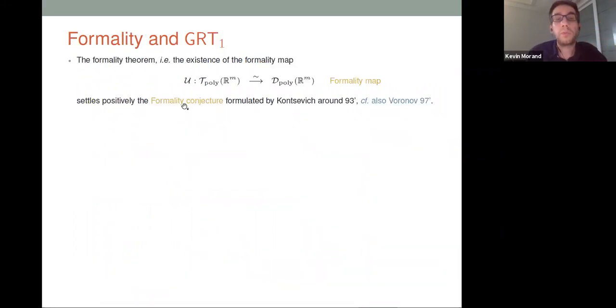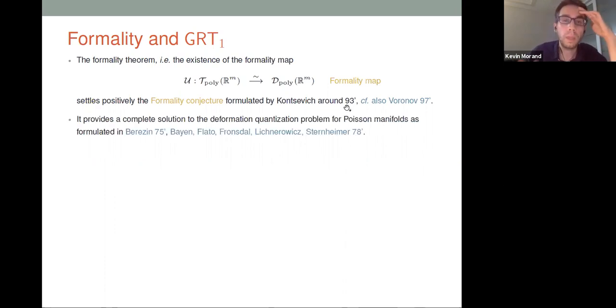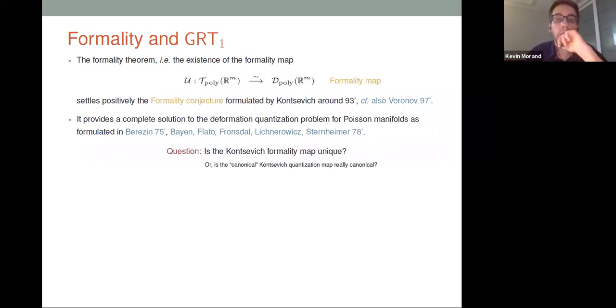Okay, so the formality theorem of Kontsevich, meaning the existence of such a formality map, settles positively the formality conjecture that Kontsevich formulated around 93. And as such, it provides a complete solution to the deformation quantization problem for Poisson manifolds, which was formulated 20 years before, by this gentleman at the end of the 70s. So we have a complete solution for the quantization problem for Poisson manifolds.